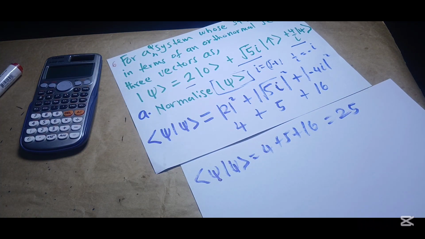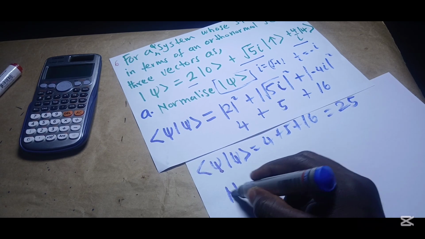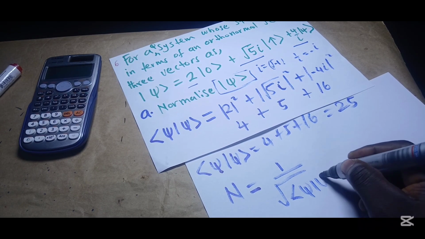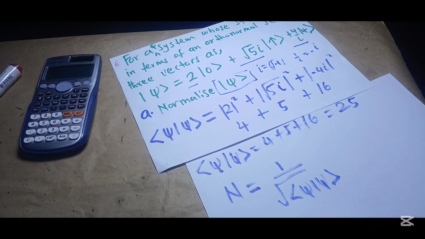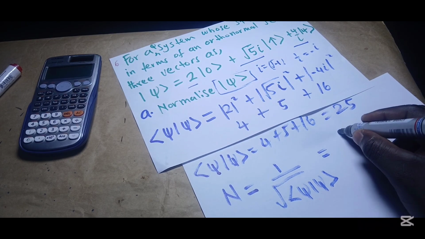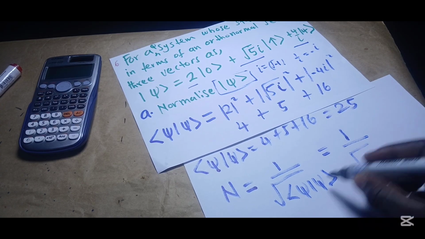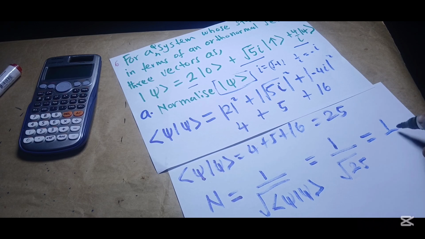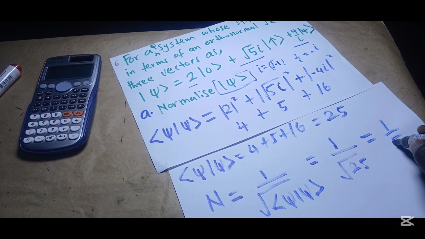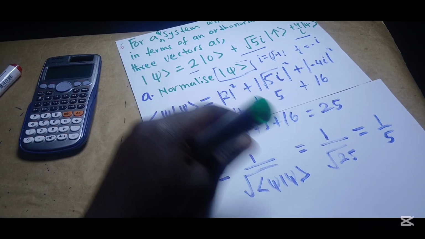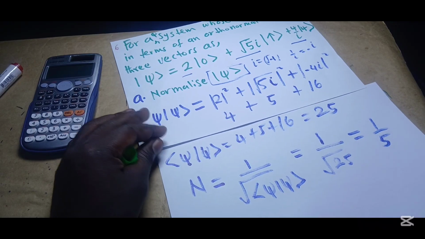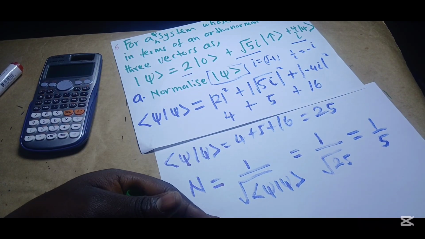Now that we are done with our norm, we calculate our normalization constant. The normalization constant equals 1 over the square root of the norm. Our norm is 25, so this is going to be 1 over the square root of 25, which gives us 1 over 5. The square root of 25 gives us 5. Now that is the second step. The first step we calculate the norm, the second step we calculate the normalization constant.